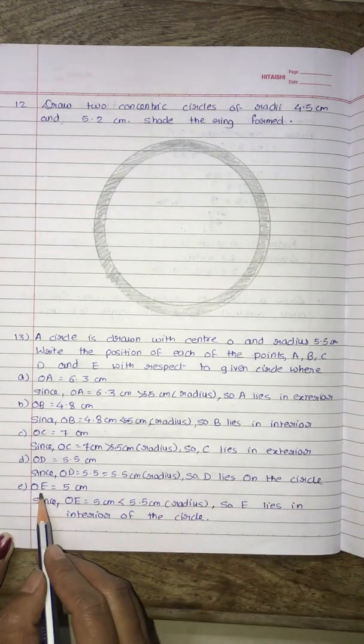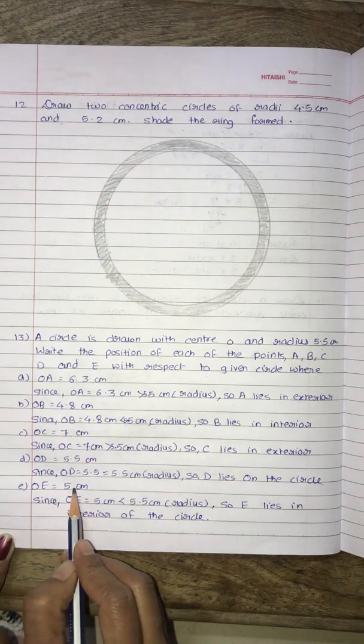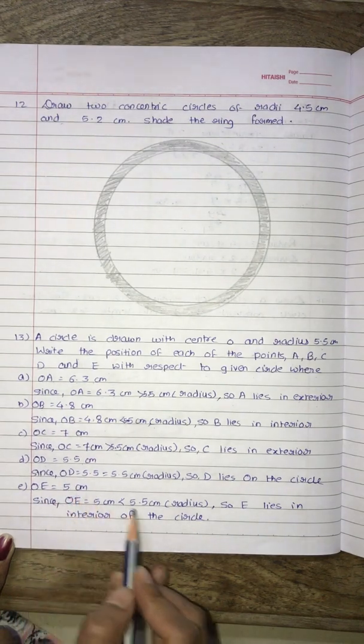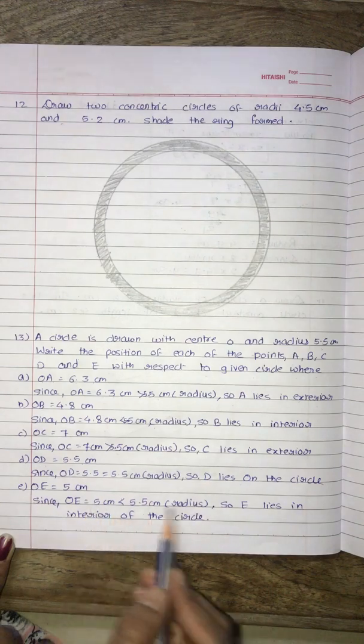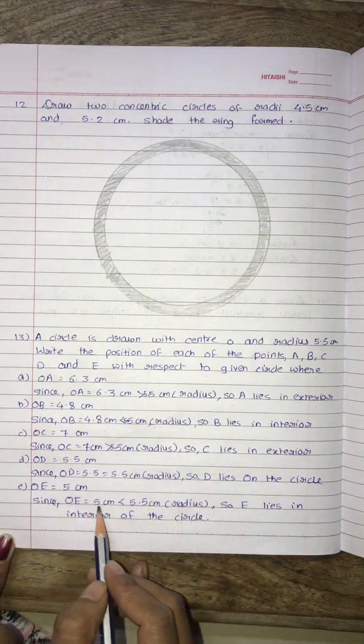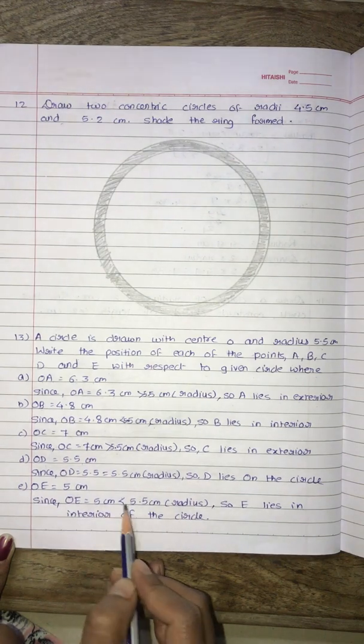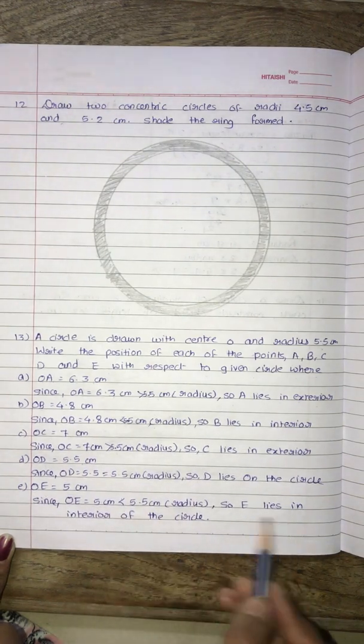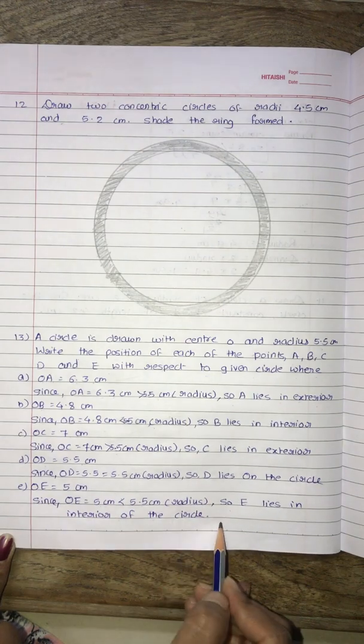Now the next and last point is E. We have OE equal to 5 centimeter, which is less than the radius. That means it will lie inside the circle. Hence we have written OE is equal to 5 centimeter, which is less than the radius. So E lies in the interior of the circle.